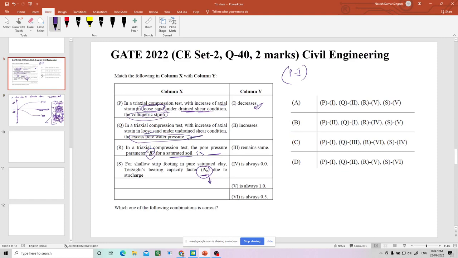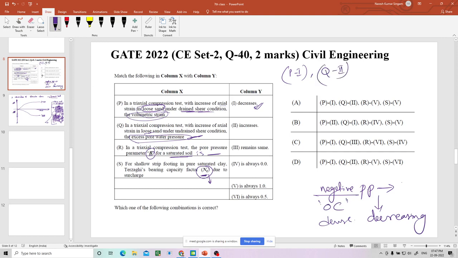Whenever negative pore water pressure is happening, that means you can say it is decreasing. It happens in over consolidated clays or dense sands. So now next is Q2. In a triaxial compression test, the pore pressure parameter B for a saturated soil.